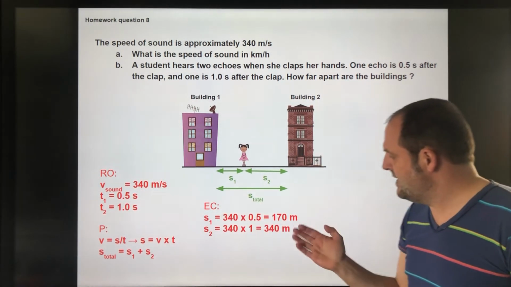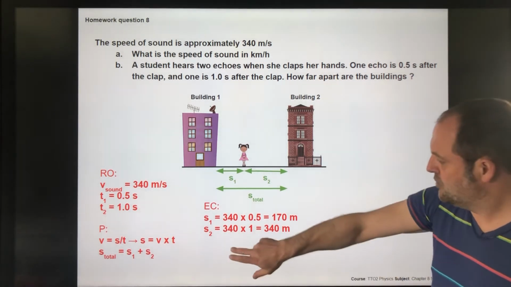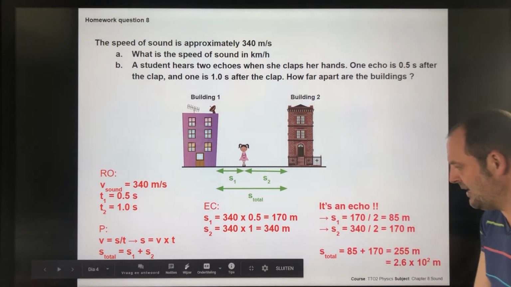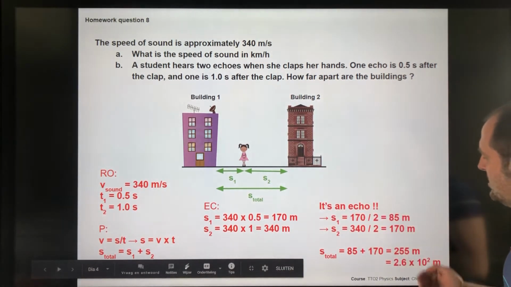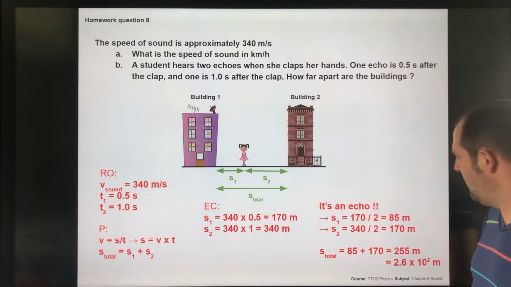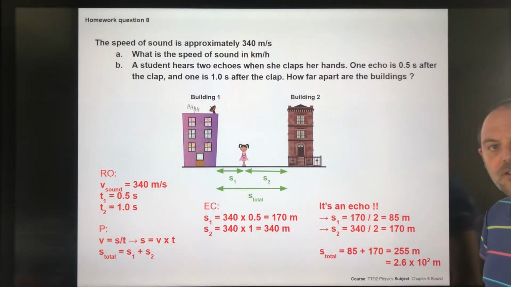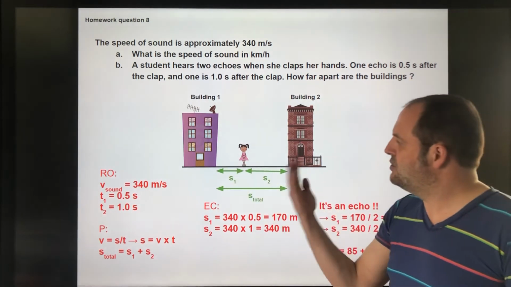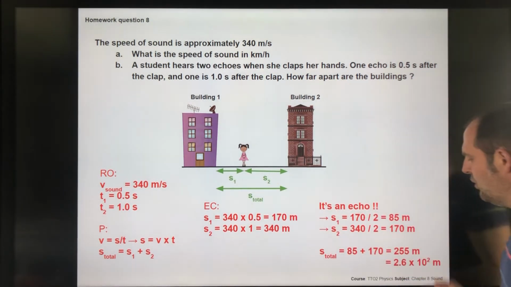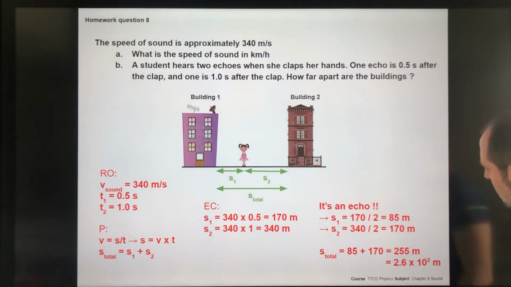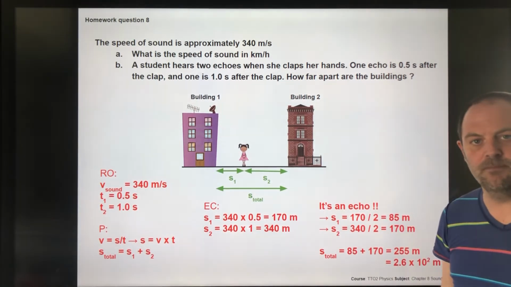But if you do it like this, of course you need to divide those values by 2 as well, because it's an echo. So I divide 170 by 2 and I get 85 meters and 170 meters. So if I want to know what is the distance between those 2 buildings, I just add those 2 together and I get 2.6 times 10 to the power of 2 meters.